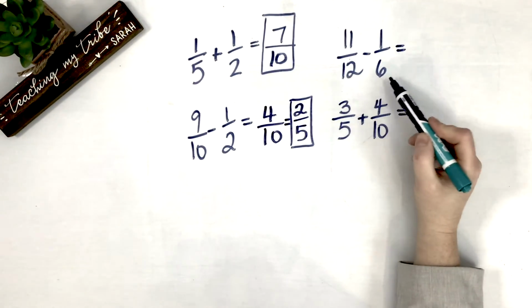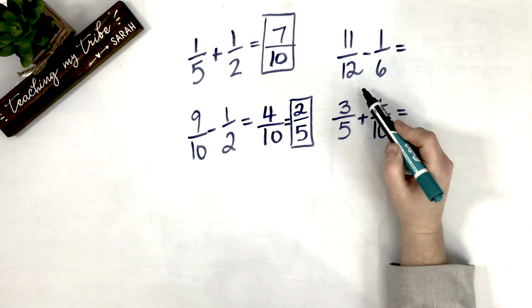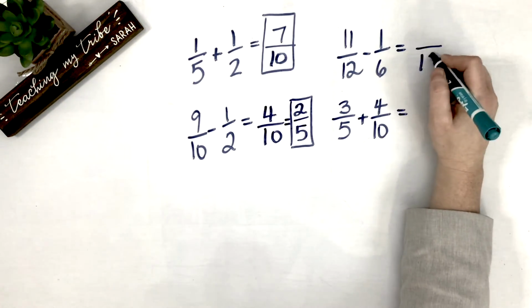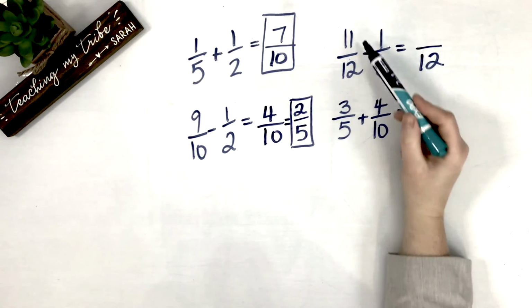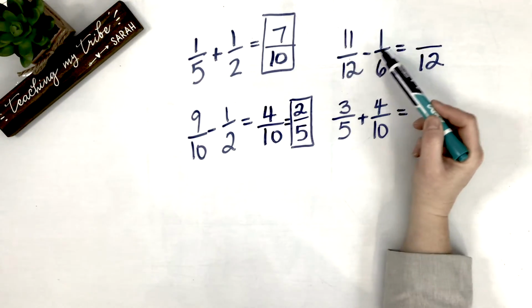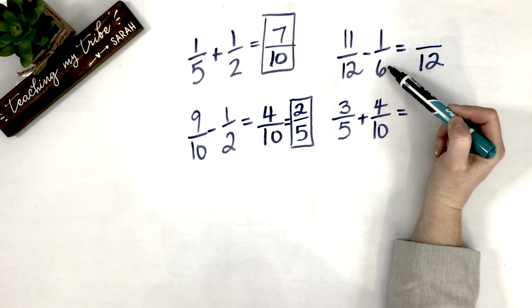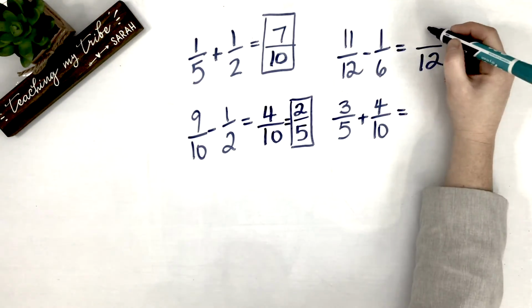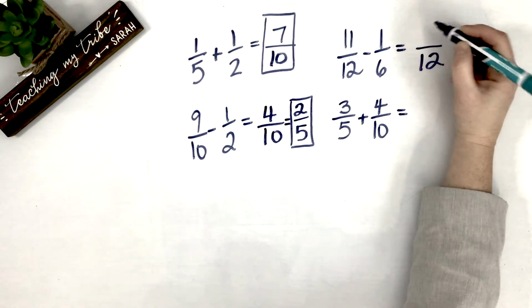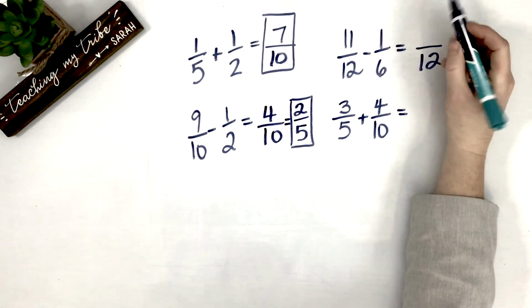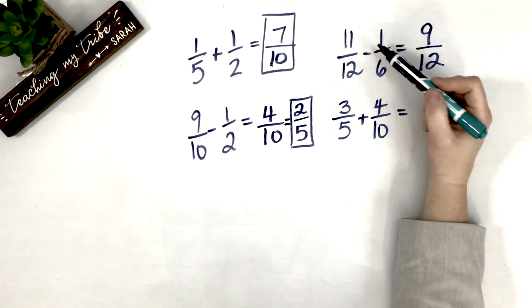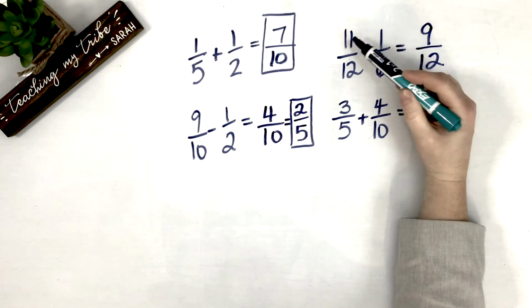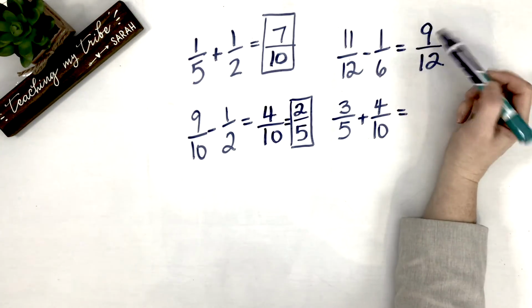Okay, here we have 12ths and 6ths. The least common multiple between 12 and 6 is 12. So this one won't have to change. 11/12 minus 1/6. Sorry, let me say that again. 1/6 is equivalent to 2/12. So I'm thinking 11 minus 2 equals 9.